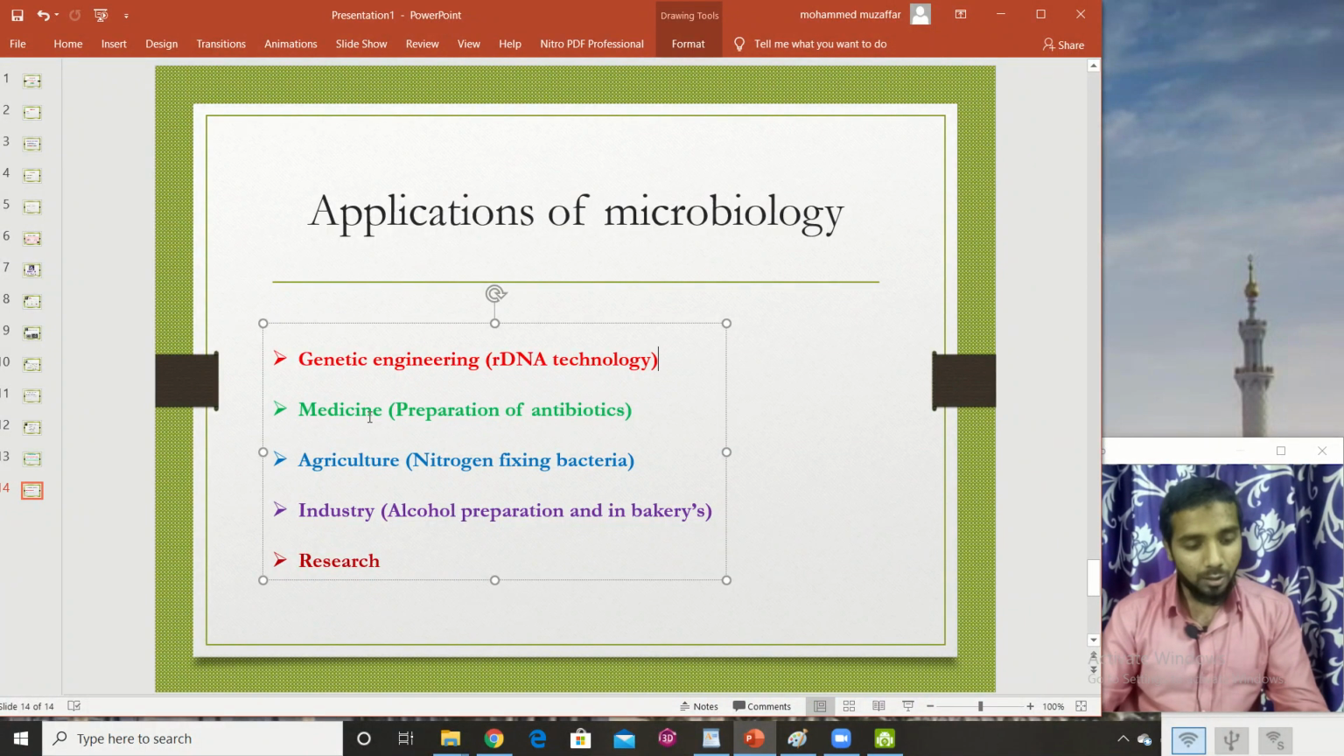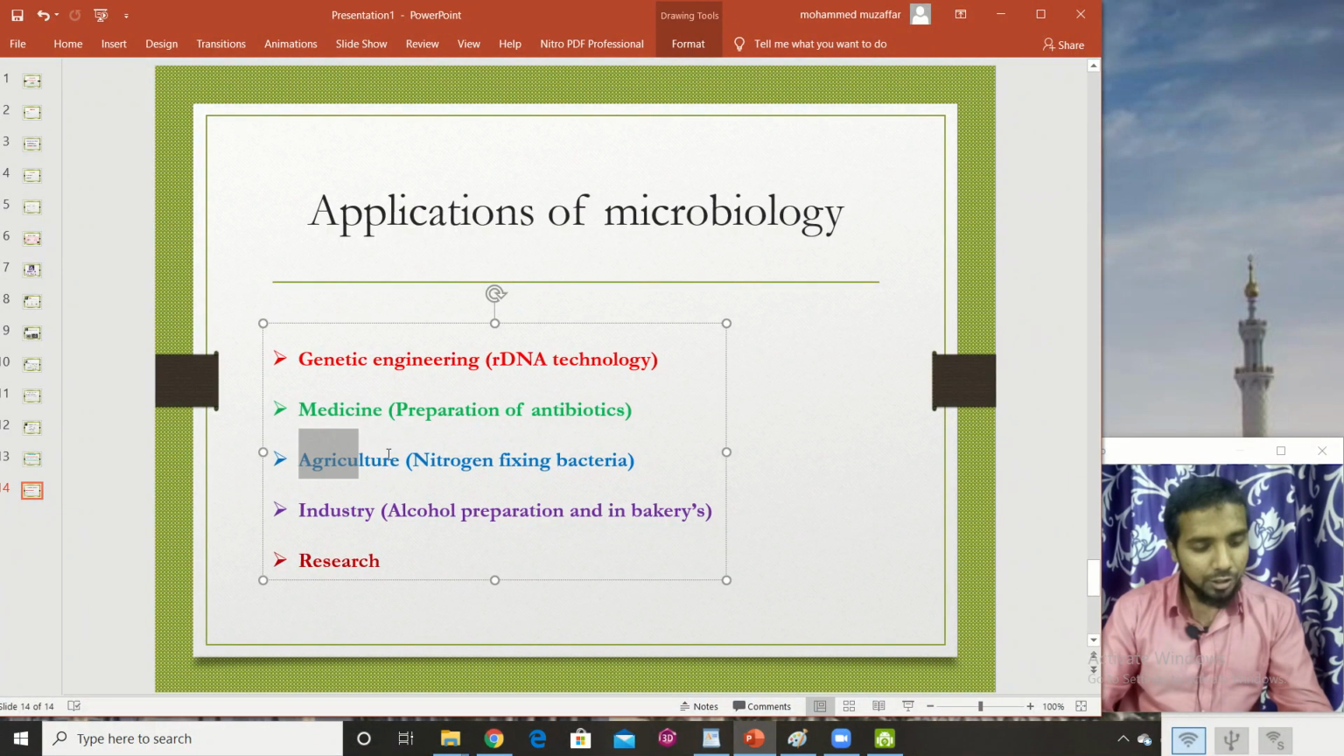Similarly, it is also applied in medicine. How can it be used? I have discussed the example of penicillin. Similar to penicillin, cephalosporins can also be produced from microorganisms, and also streptomycin or cyclosporins. All these are antibiotics that are produced from microorganisms, and these antibiotics are the most potent ones.